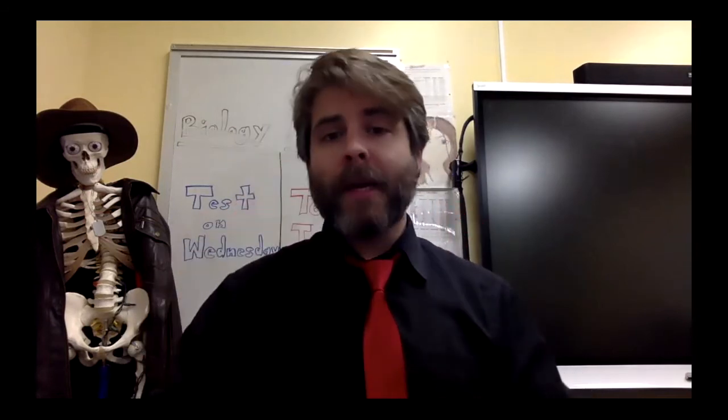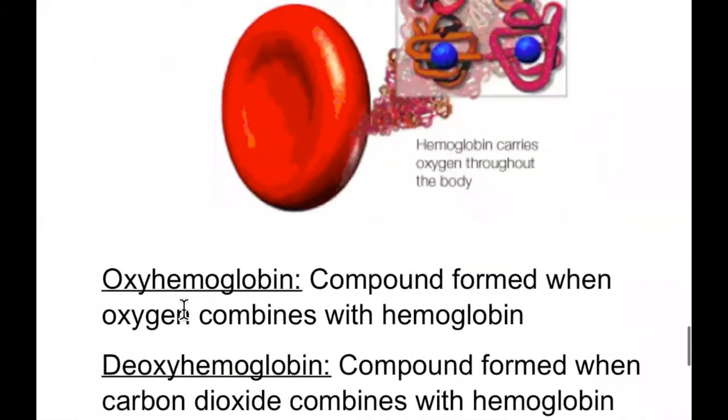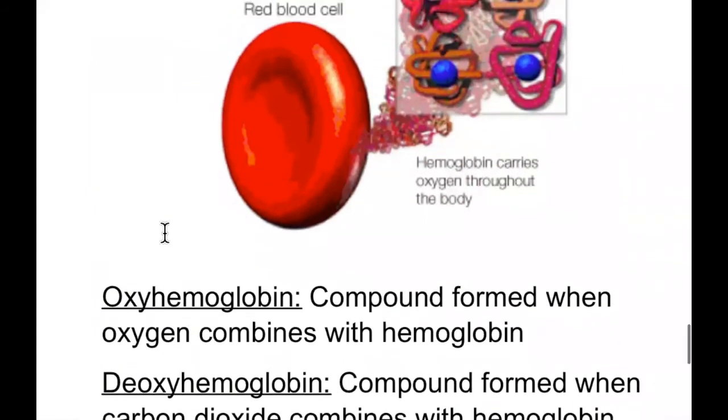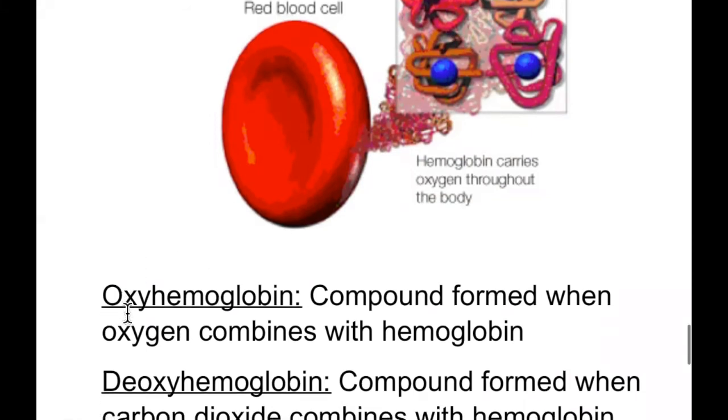This will no longer be hemoglobin. It will now be called oxyhemoglobin. Hemoglobin with an oxygen chemically bound to it. It is no longer hemoglobin. Chemistry makes brand new things. So this is a brand new thing made out of hemoglobin and an oxygen. So, compound formed when oxygen combines to hemoglobin. Nice and easy. But we're not done.